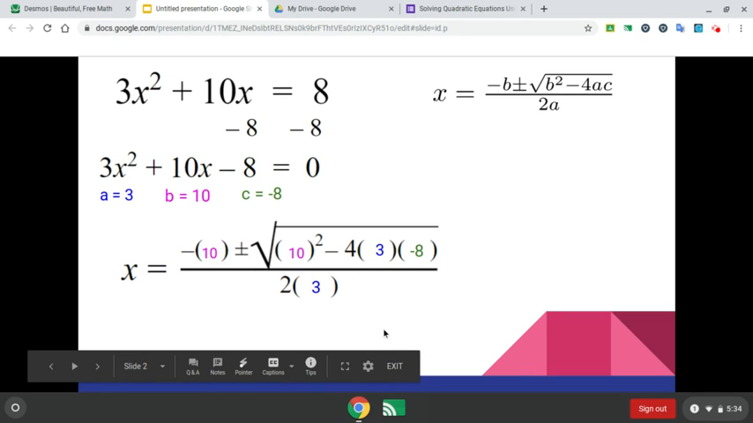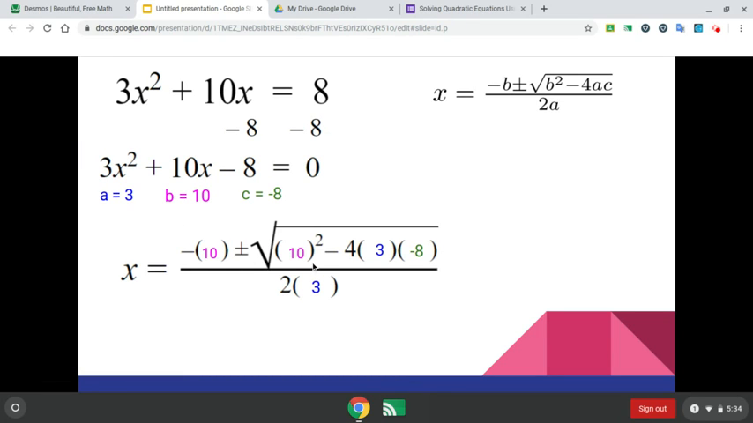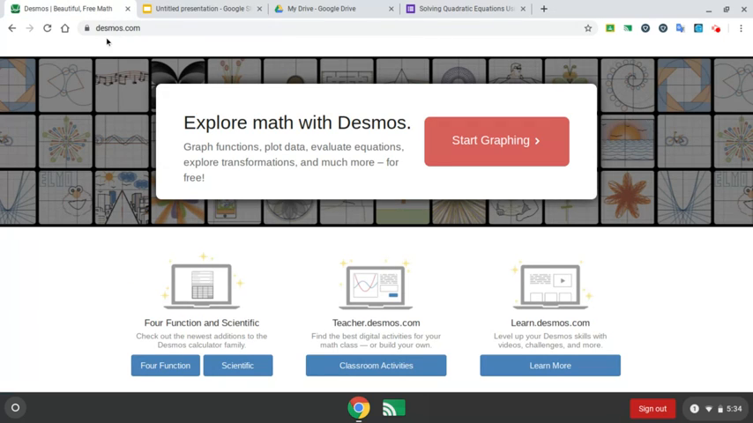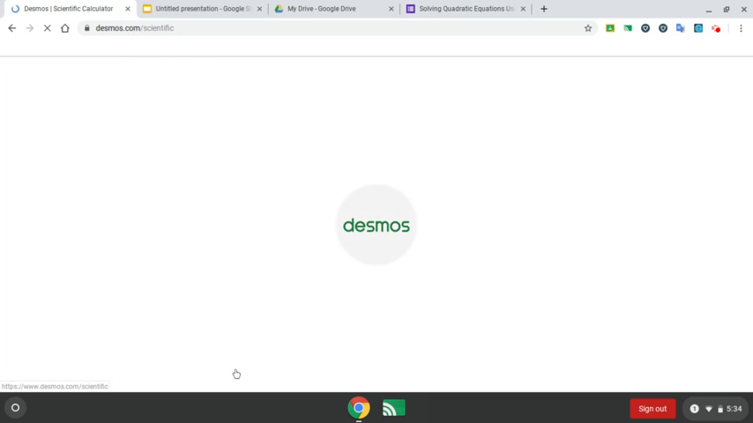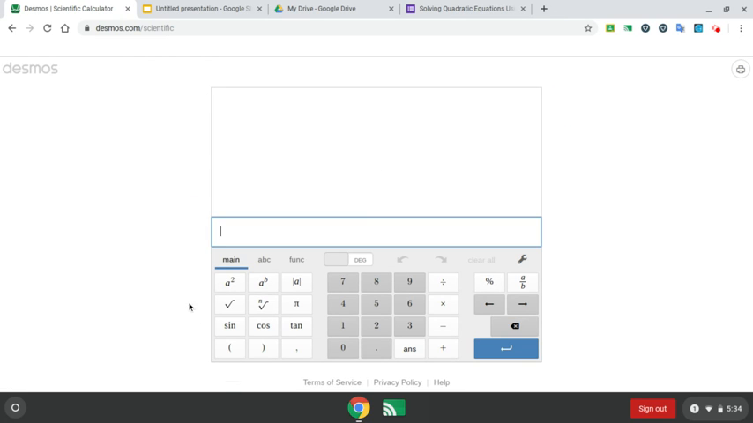Okay, from here, you can either go step by step using the order of operations, or you can just type this whole thing into your calculator. So I'm going to go to desmos.com, and then instead of start graphing, I'm going to go down here to scientific. And I'm going to put in the entire thing as a fraction. So here's my fraction key. So I have fraction negative parentheses 10.